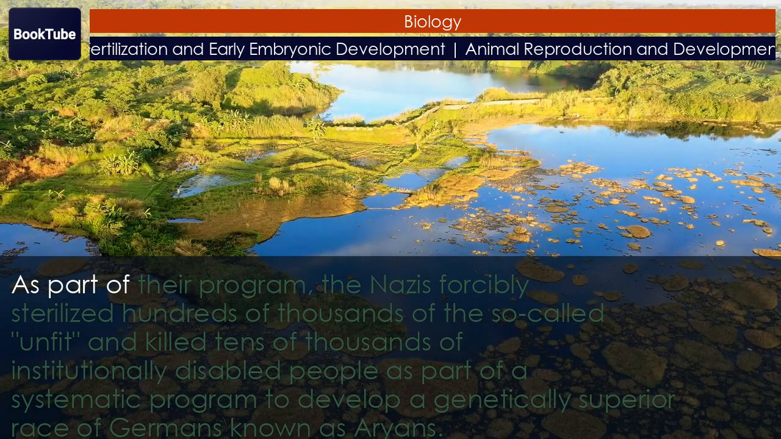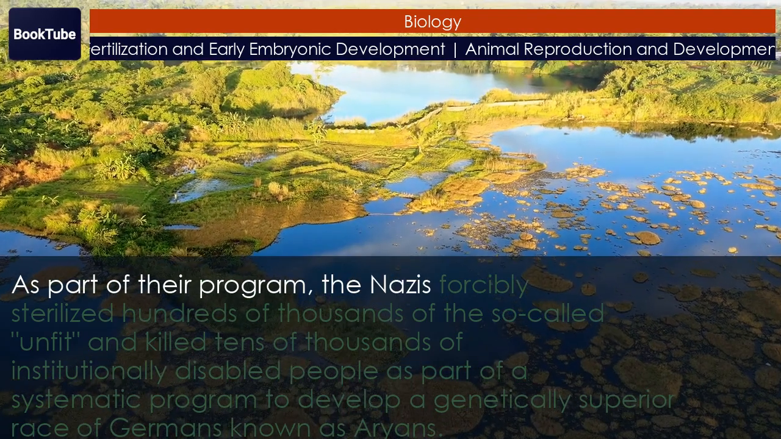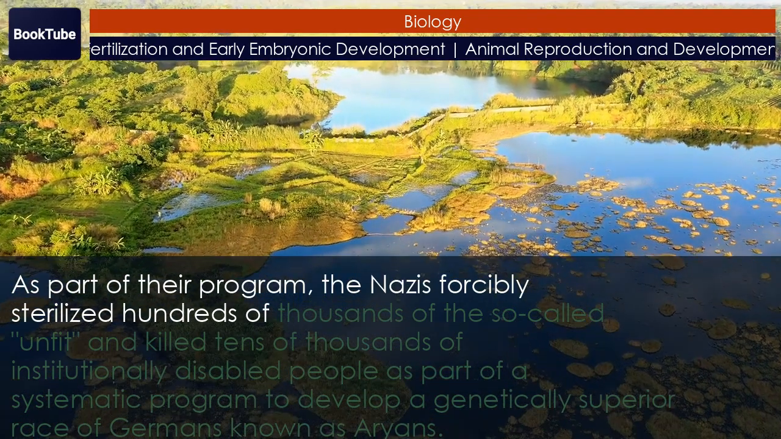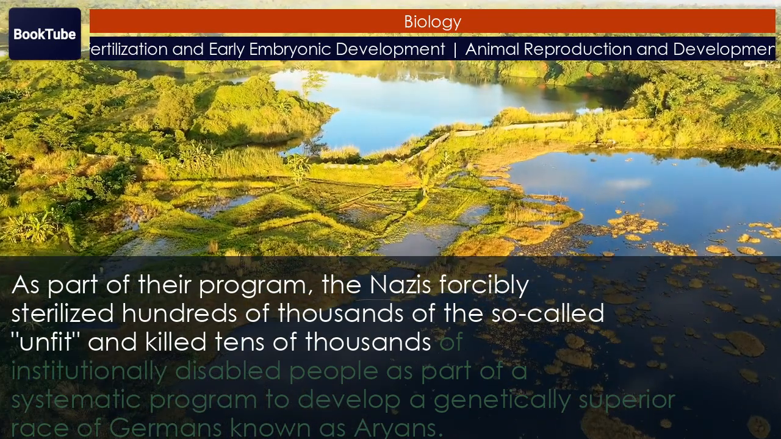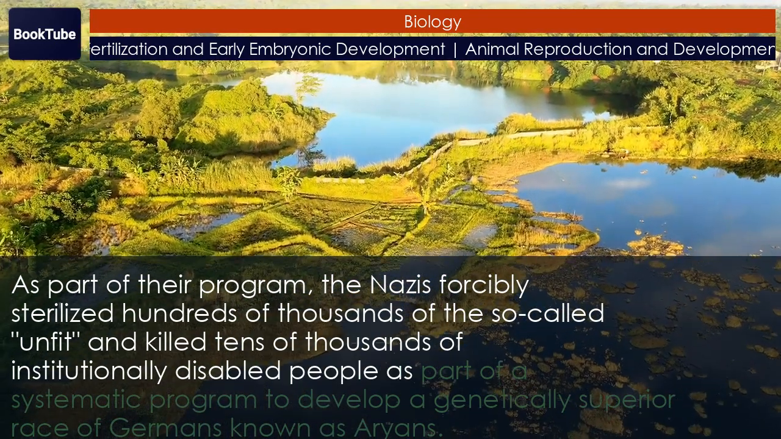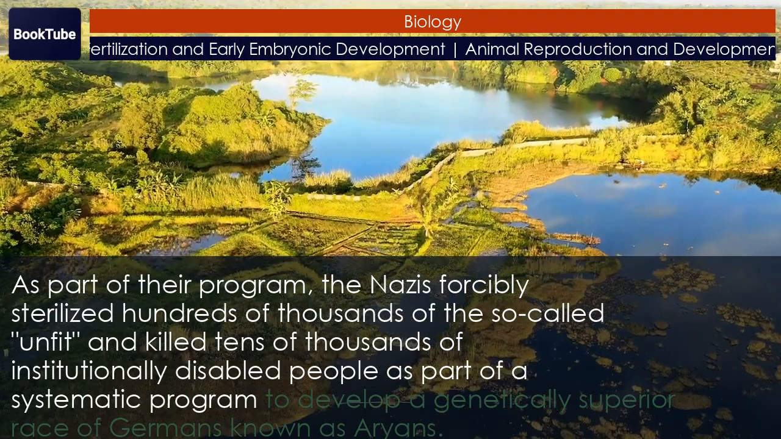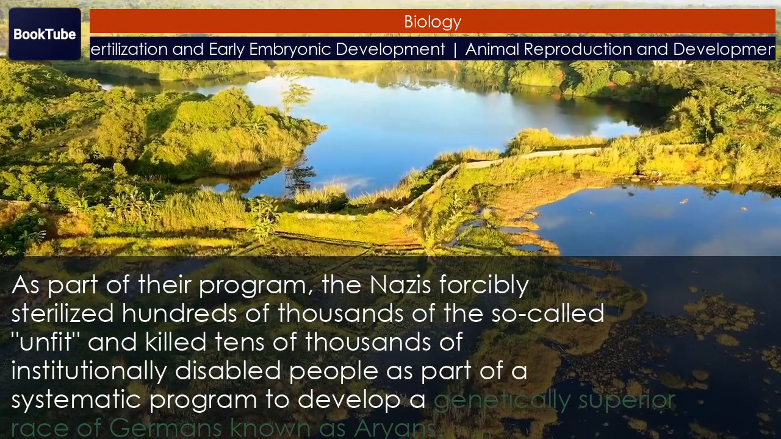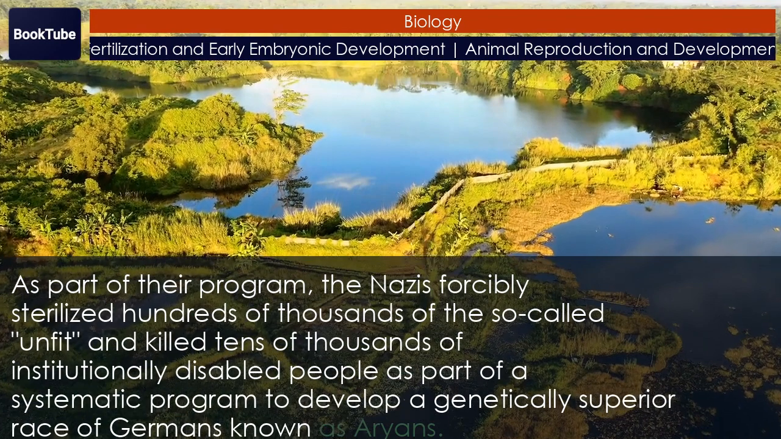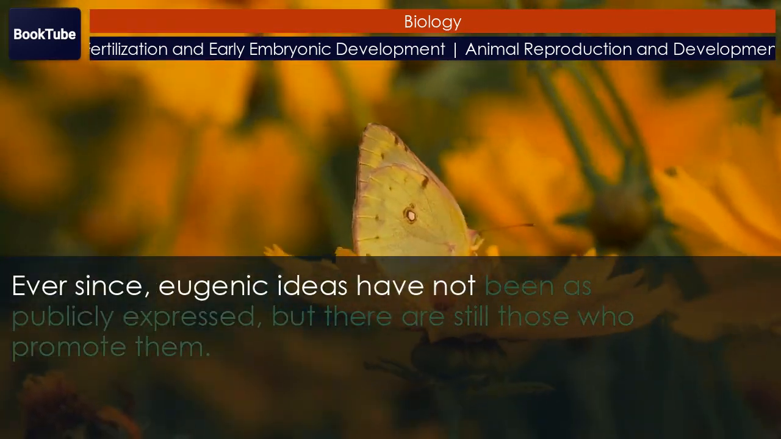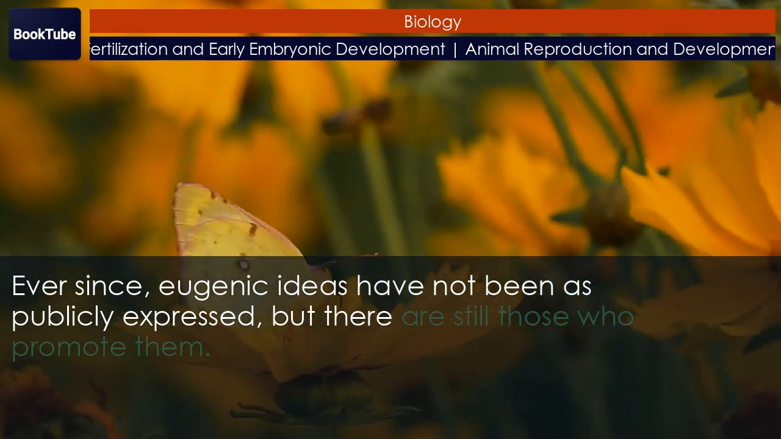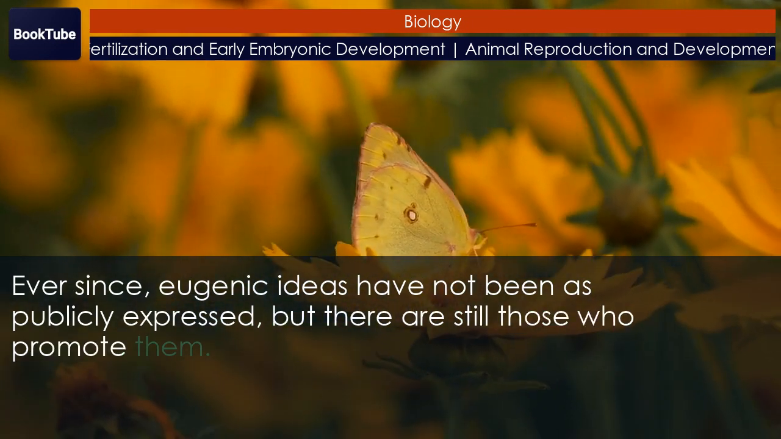As part of their program, the Nazis forcibly sterilized hundreds of thousands of the so-called unfit, and killed tens of thousands of institutionally disabled people as part of a systematic program to develop a genetically superior race of Germans known as Aryans. Ever since, eugenic ideas have not been as publicly expressed, but there are still those who promote them.